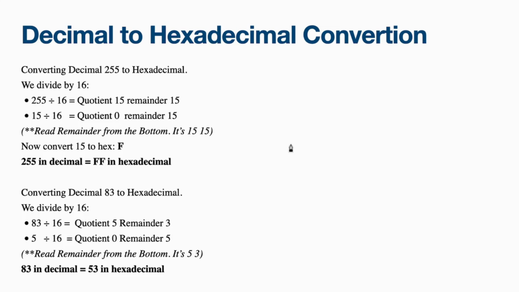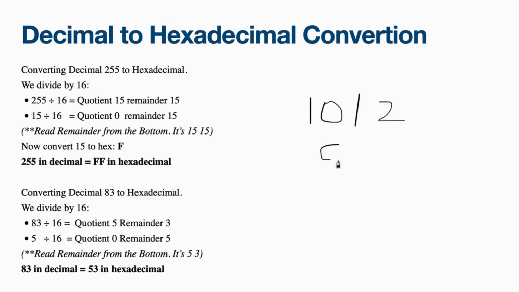Now using this technique, this divide by technique, you can convert any decimal number to any number system. You just need to know the base of that number system. Let's say you want to convert decimal 10 into binary. Since we know binary is a base 2 number system, we will divide 10 by 2.